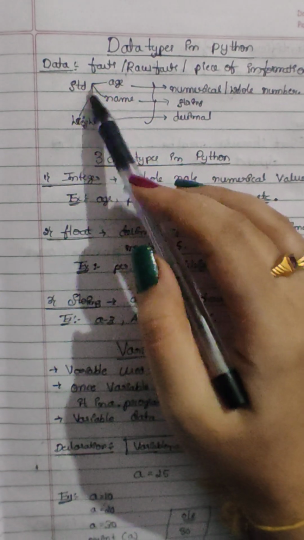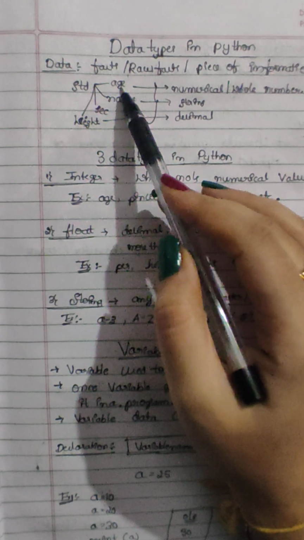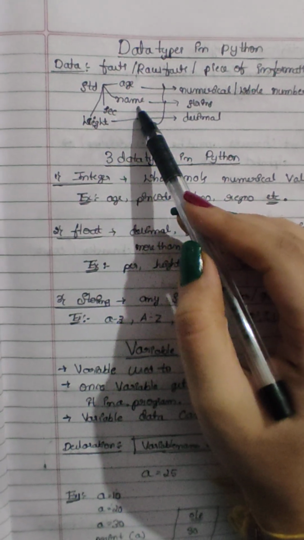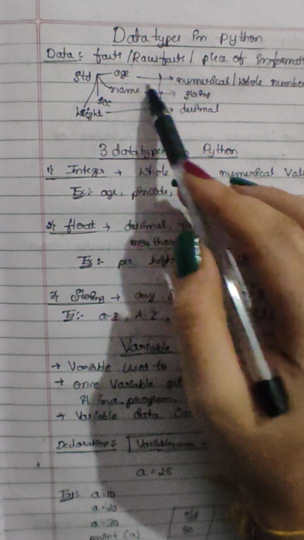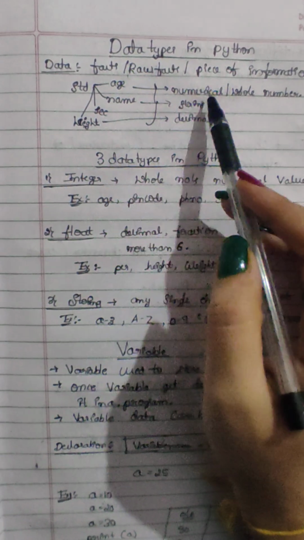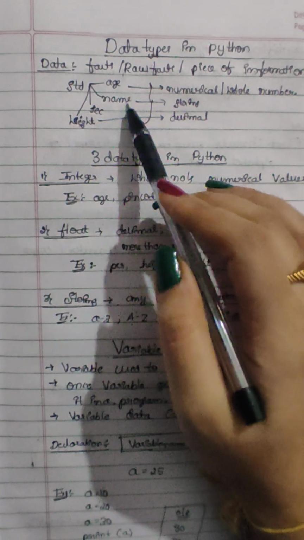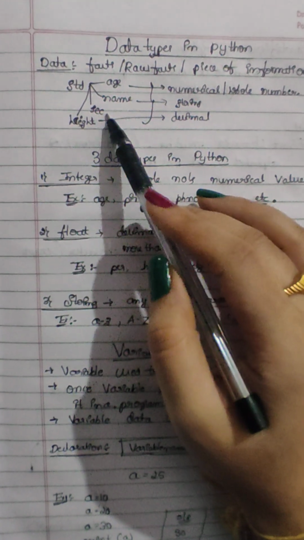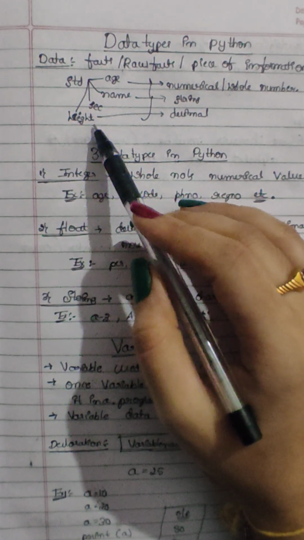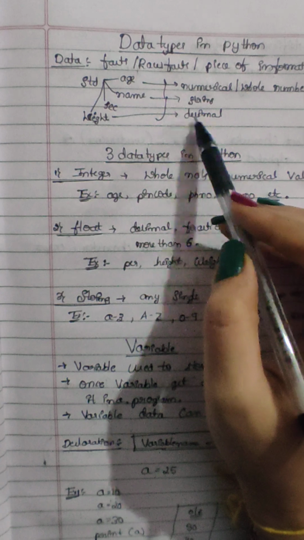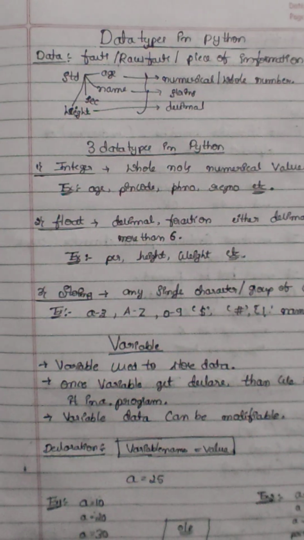For example, for a student, age is one data, name is one data, section is one data, and height is one data. Here age belongs to numerical or whole number, name belongs to string, section belongs to character or a string, and height belongs to decimal, or nothing but float.